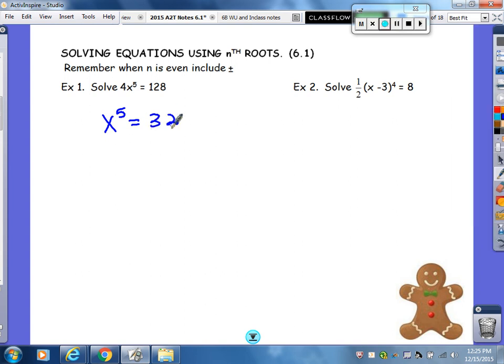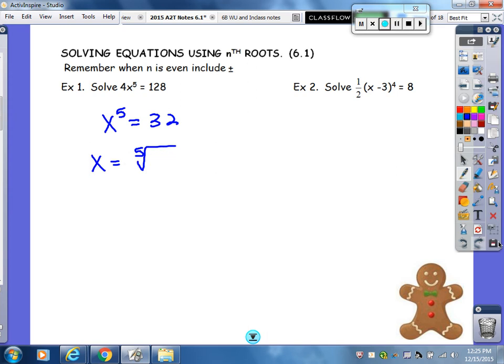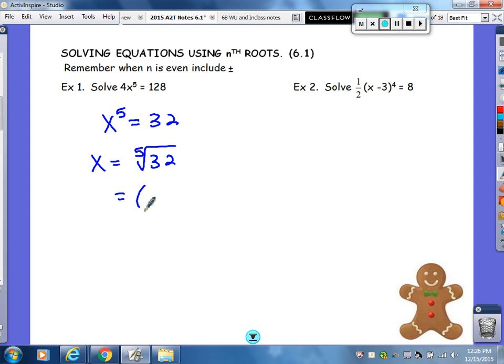All right, we're going to take the same power to both sides. So you've got a couple choices here. You can think about it as taking the 5th root of 32, or you can think about this as 32 to the 1/5 power. Those are both equivalent expressions, and you can use either one interchangeably. Now, because this is a 5th root, I don't need a plus or minus. So the 5th root of 32 is 2.